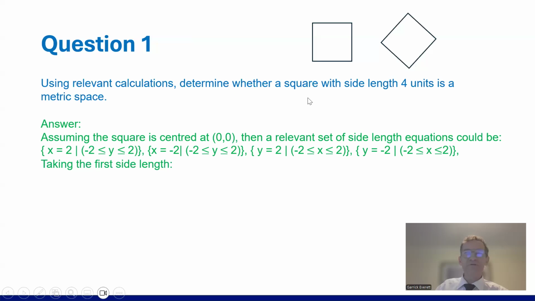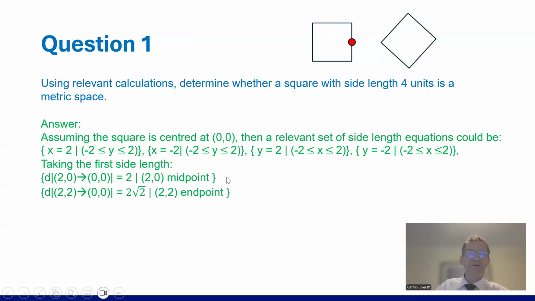And we want to know if it's going to be a metric space. So the first side length, the distance from 2, 0 to 0, 0 is 2. Where 2, 0 is a midpoint. So what we're looking at there is this point here. And the second point I'm going to look at is an endpoint. So 2, 2 to 0, 0, the absolute value is 2 root 2, where 2, 2 is an endpoint. And again, I've put a dot on it.